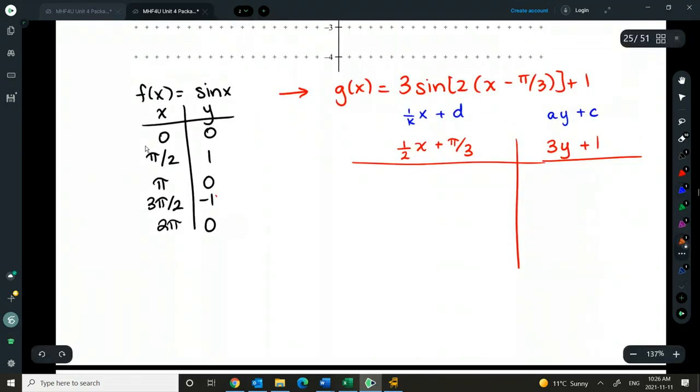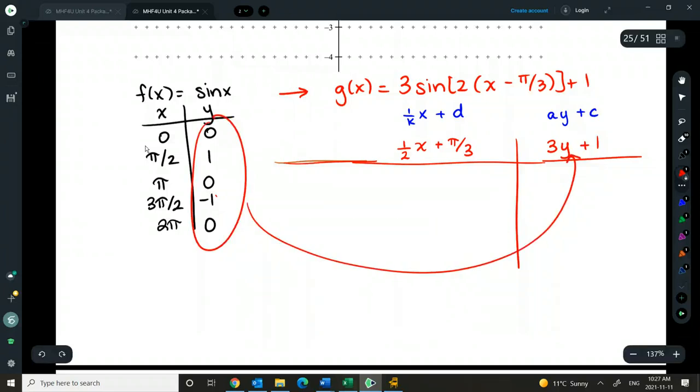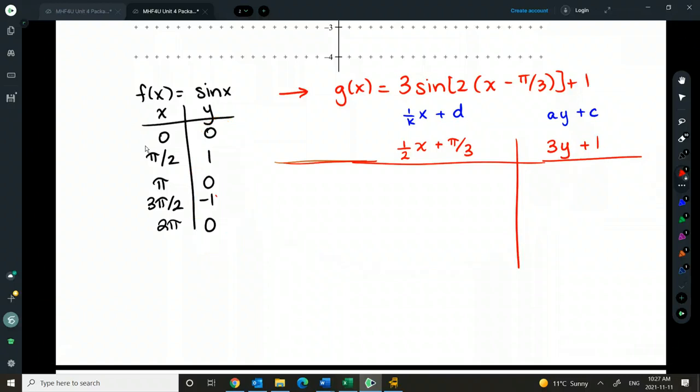Okay, I'm going to leave myself maybe some extra space over here as well so that we can use that space. We might need to do a little bit of fraction work because we have radian values here. Let's start with the y's. The y's are nice and easy. We're going to take all of these y's and plug each of them in here. So multiply them by 3 and add 1. Let's do that one quickly.